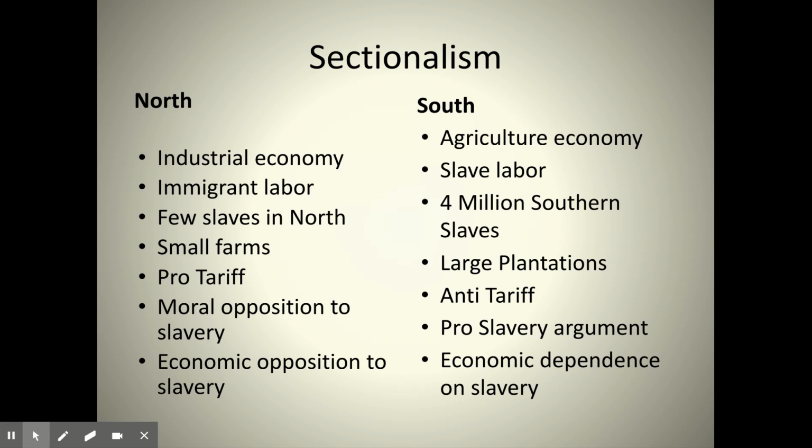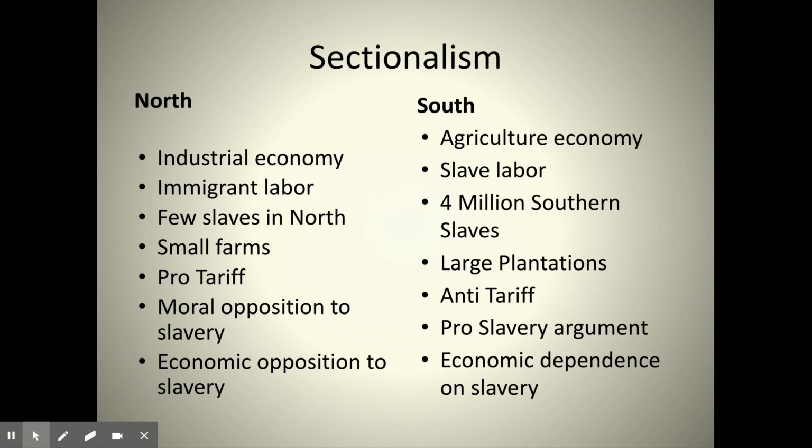In the South, you had roughly 4 million slaves, so that's a big part of their population. In the North, you had smaller farms, and these typically were owned by a family, if not maybe two. Then you had these large scale plantations in the South, and that's where you would see the majority of slaves where they would live.